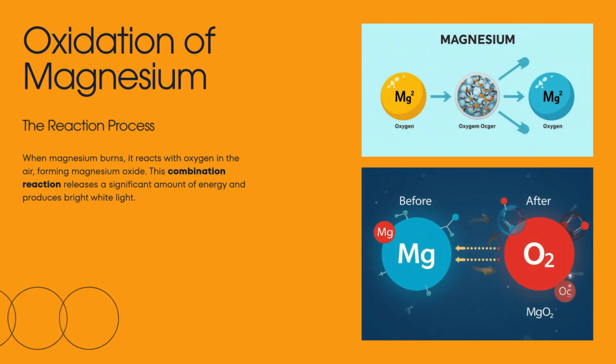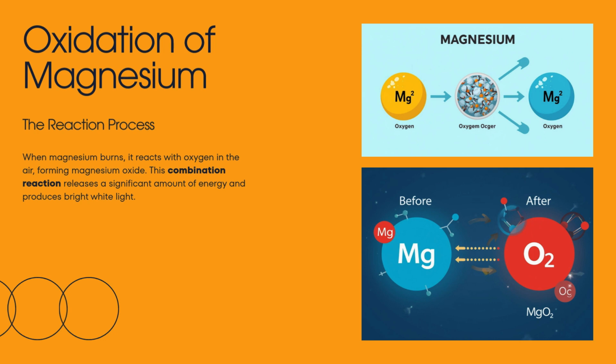When magnesium burns, it reacts with oxygen present in the air. This reaction forms a compound called magnesium oxide. The chemical equation for this reaction is 2Mg + O2 → 2MgO. This means two atoms of magnesium react with one molecule of oxygen to form magnesium oxide.